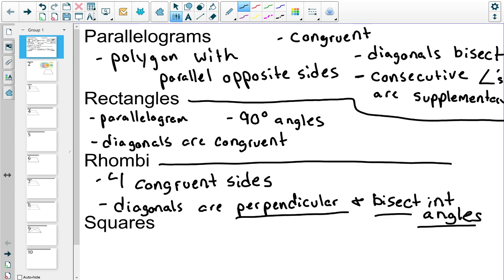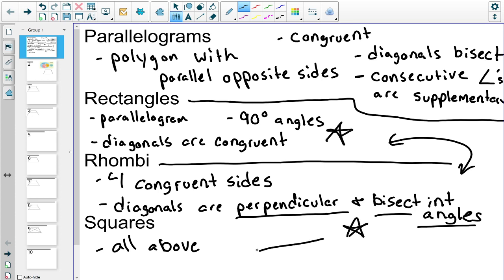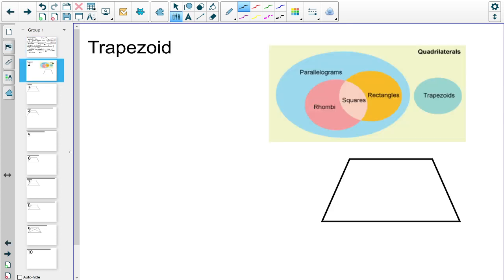And if you remember, all of these properties that you see apply to the next one. So, all above. Remember, if you ever want to determine if a parallelogram is a square, you have to find a combination of rectangle and rhombus properties. And if it has one of these and one of these, then you know that it's a square. But today we're moving on to trapezoids.